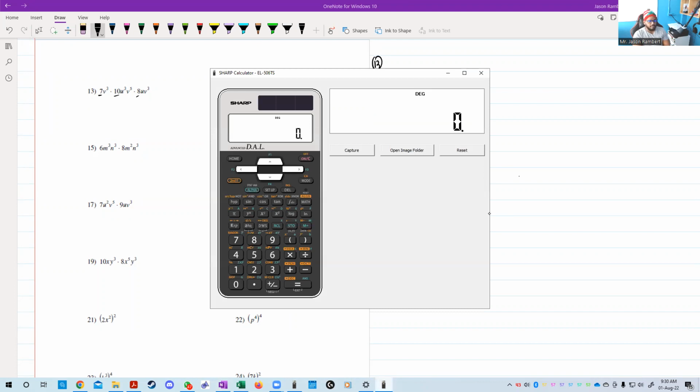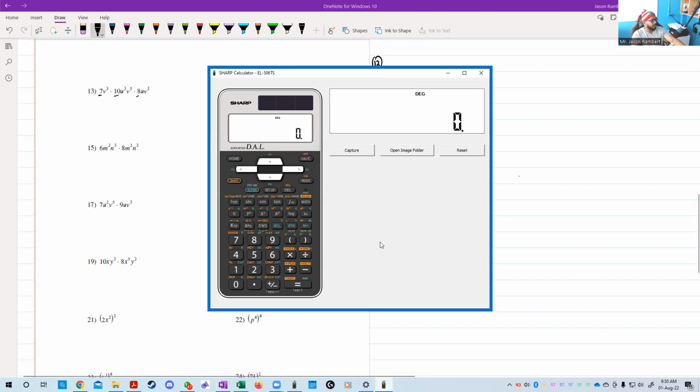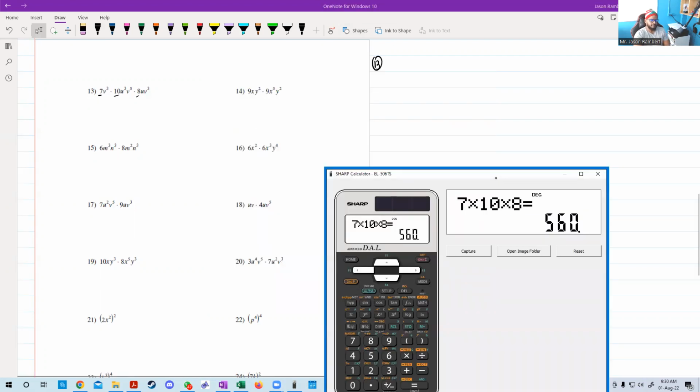As big as a man is, I always resort to my calculator. I have zero shame in doing that, because 7 by 10 by 8, I want to be sure. That's 560. Now I'm going to group my terms. I've seen a v cubed, a v to the 5, another v cubed, a u cubed, and then I've seen a u.